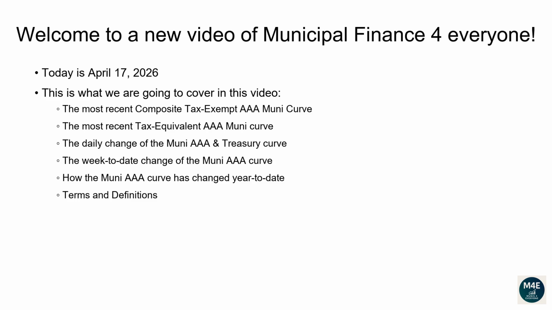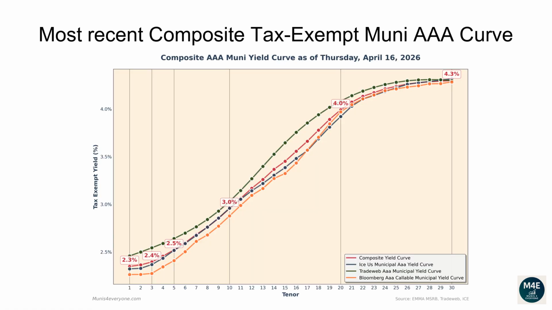Today is April 17, 2026. This is what we are going to cover in this video: the most recent tax-exempt AAA Muni Curve, the most recent tax-equivalent AAA Muni Curve, the daily change of both the AAA Muni and Treasury curves, their week-to-date change, and how the AAA Muni Curve has changed year-to-date. Terms and definitions. Let's go over the most recent composite tax-exempt Muni AAA curve.